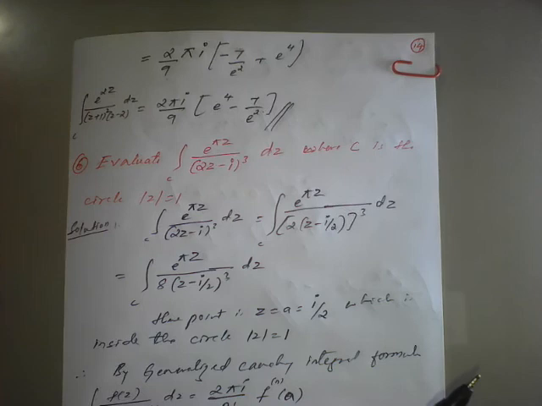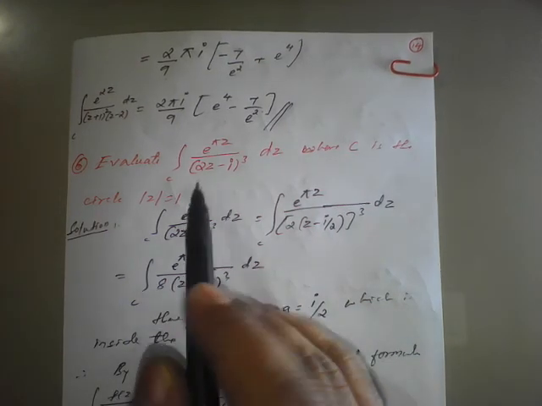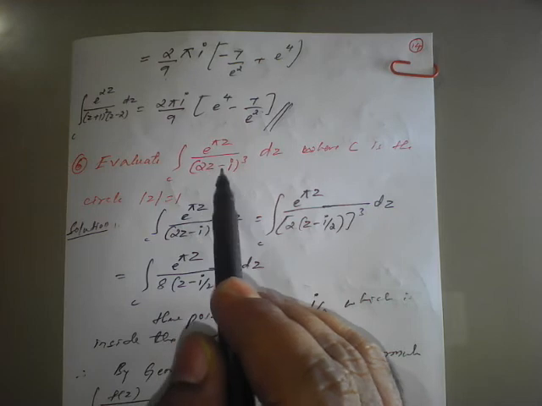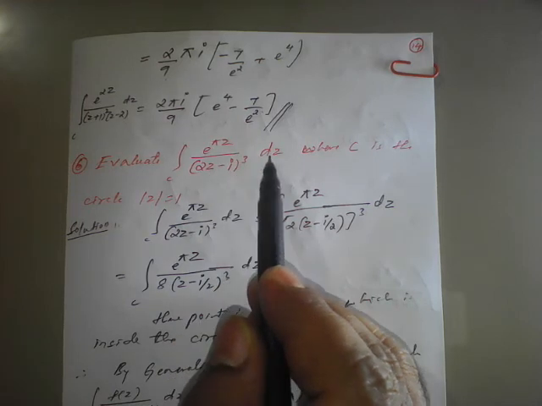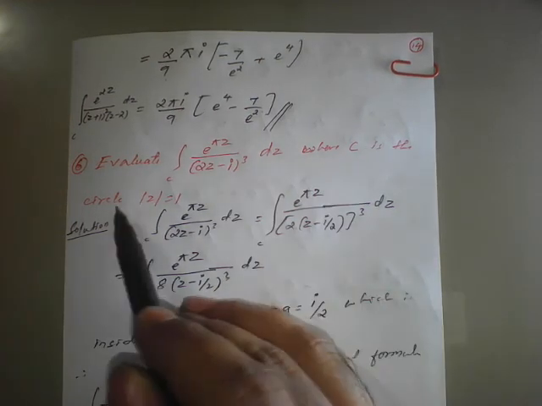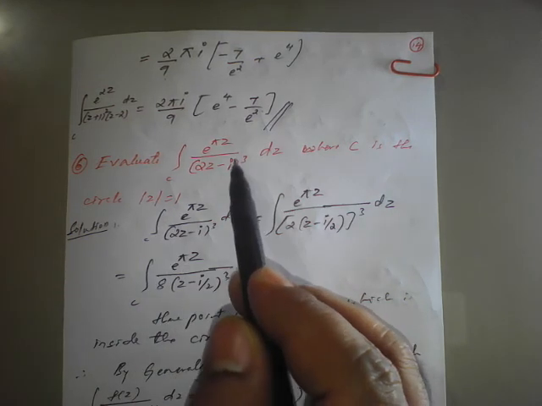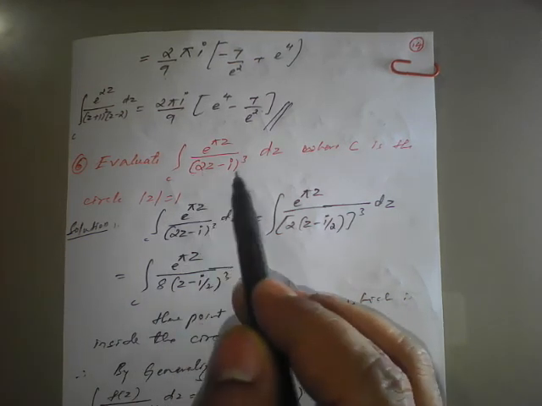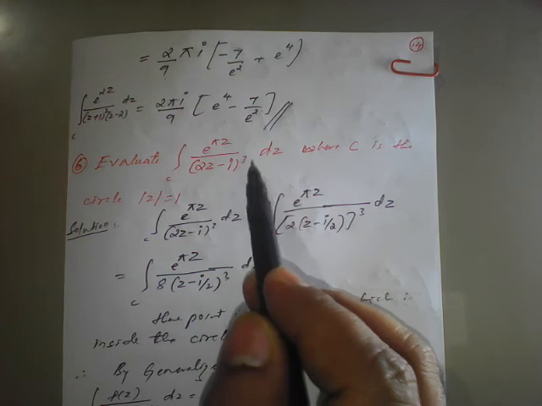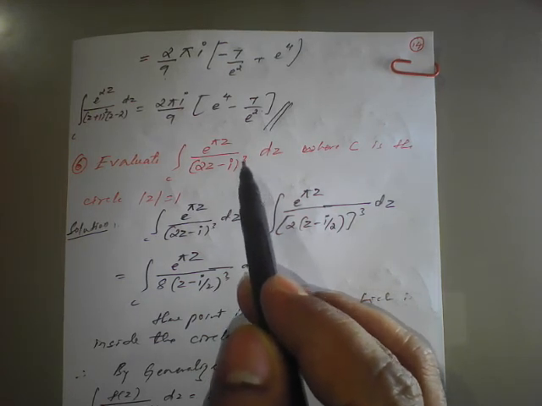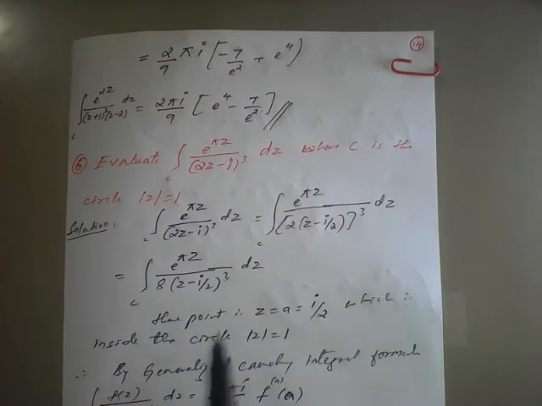Next example: evaluate the integral of e raised to pi z upon (2z minus i) cubed dz, where C is the circle |z| = 1. Remember, if a pole raised to any power is coming, at that time we always have to apply the generalized Cauchy's integral formula.